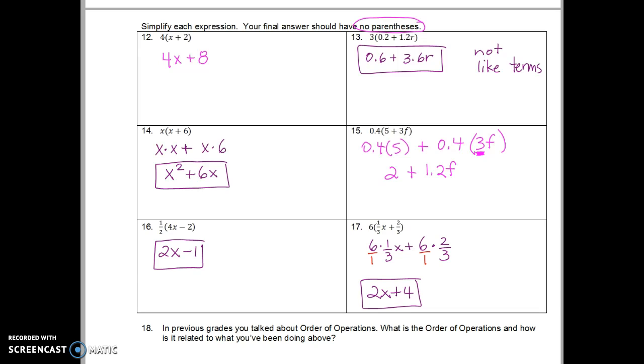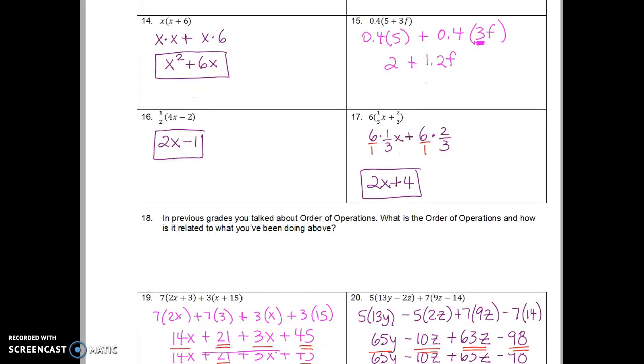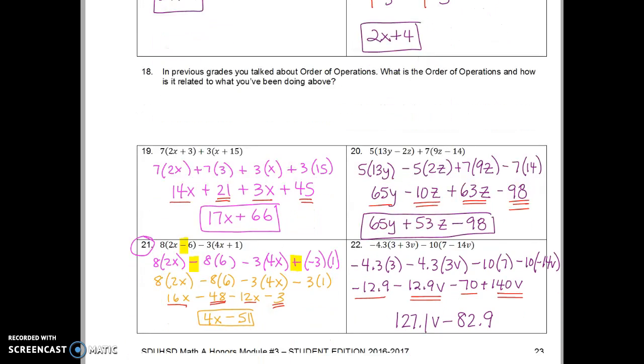All right, so let's see how you did on the more challenging ones. Slowly she scrolls. All right, number 20 is 65y plus 53z minus 98. Remember, we want to avoid plus negative 98 in our final answers if you can. So we want no double signs in our answers.